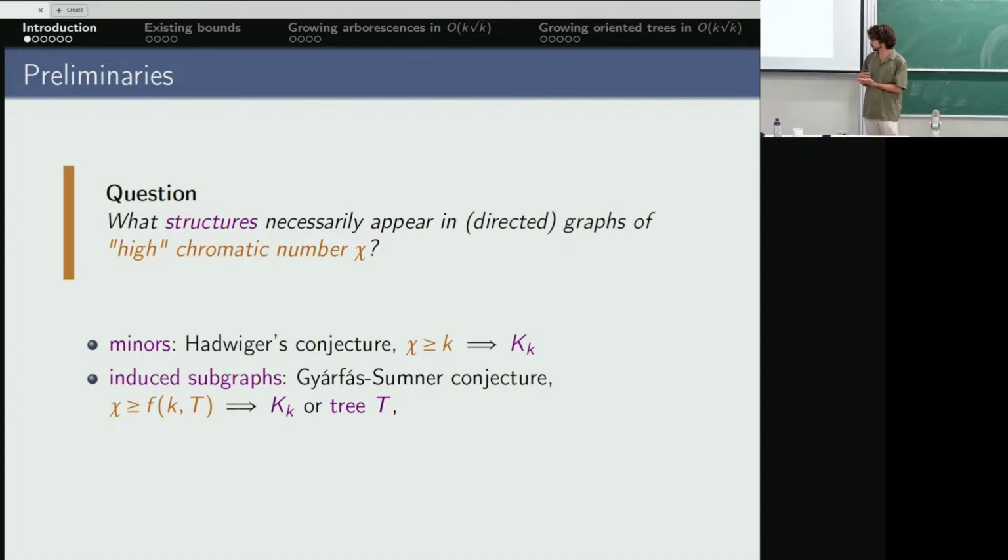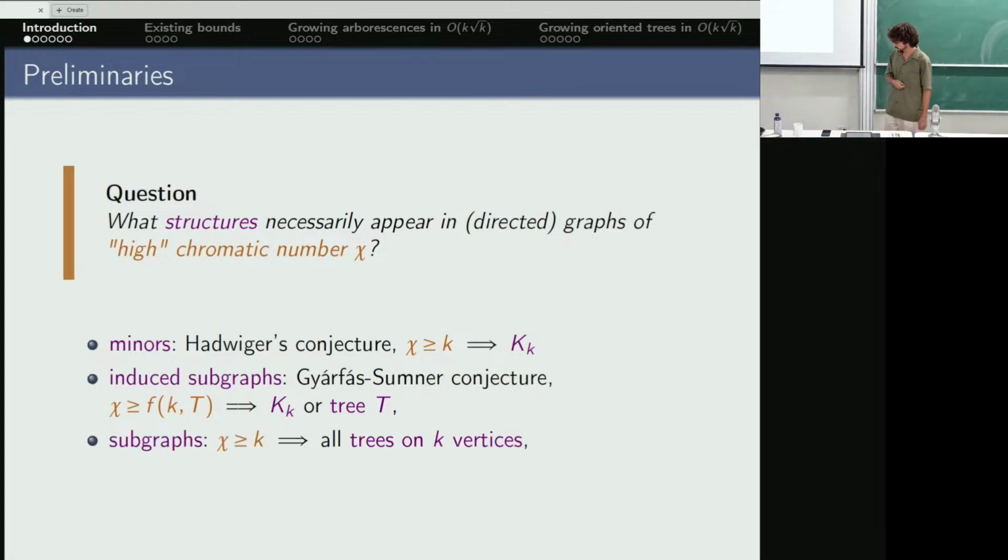If instead you understand structures as induced subgraphs, this is Gyárfás-Sumner's conjecture, which says that for any tree T, if your chromatic number is large enough, either you get a large clique, so you are dense, or you get an induced tree on the side that depends on the bound. And if you ask the question merely for subgraphs, so non-induced subgraphs, actually chromatic number k guarantees you all trees on k vertices. And this is pretty simple. I will show it later on the board.